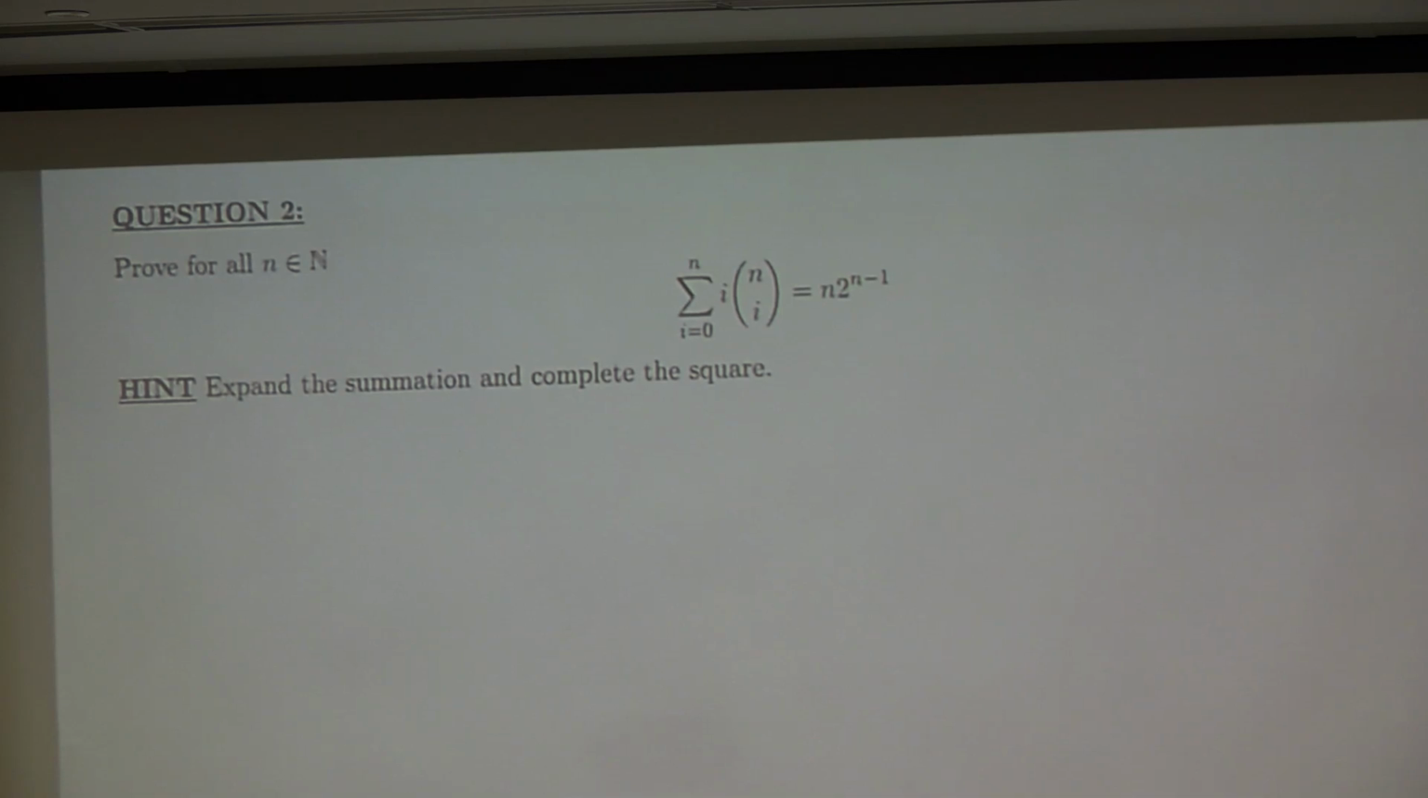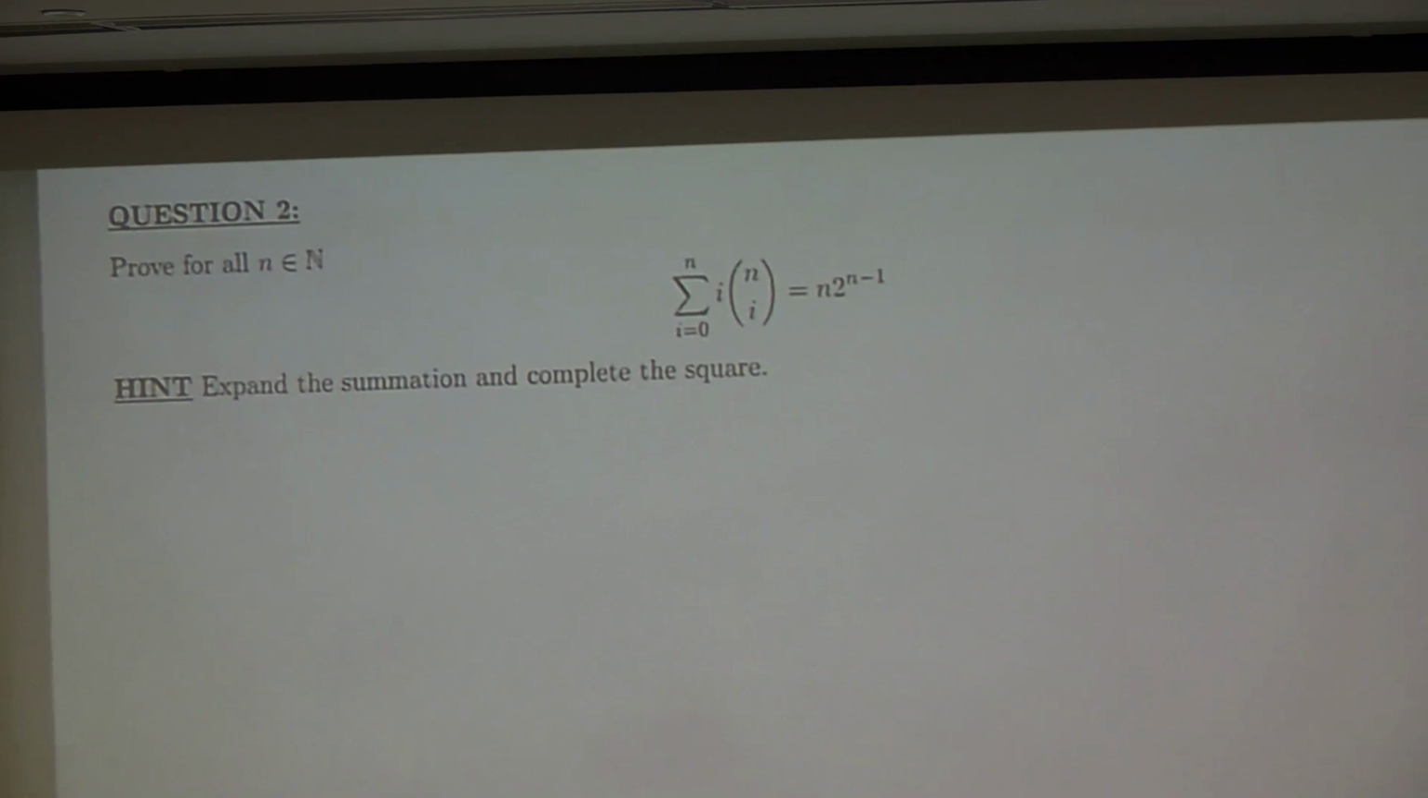Okay, we're going to get started. Before we start, any questions? Is everyone comfortable with the summation notation? Does everyone understand what that summation means? It's 0 times n choose 0 plus 1 times n choose 1 plus 2 times n choose 2 all the way up until n. So it's n times n choose n.